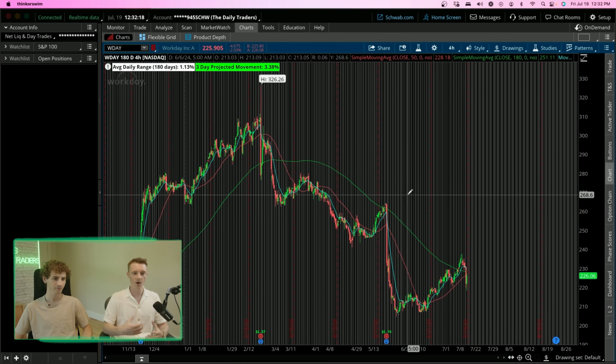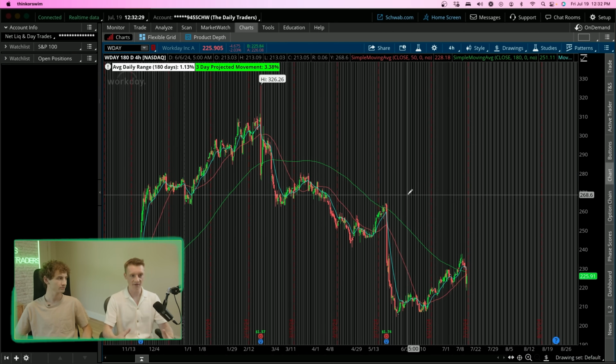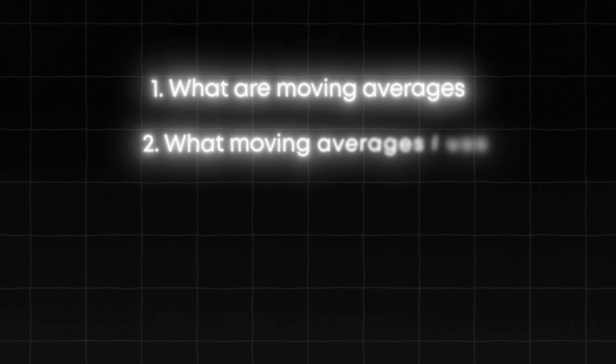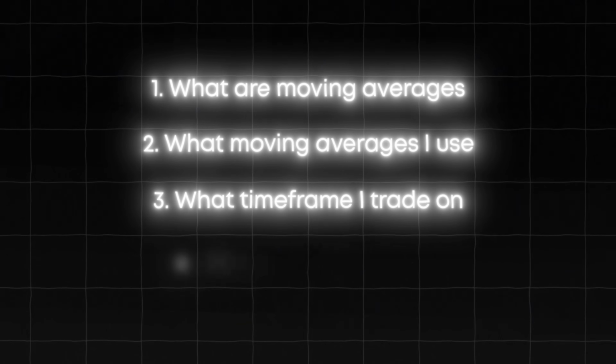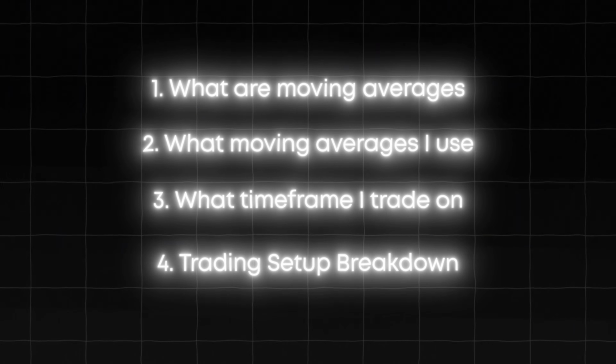Now, if we look at the bigger picture, the easiest way I could describe how I trade is I'm essentially a trend trader. What I want to do is identify the overall trend. Within that trend, I look to trade patterns using a series of moving averages, which I like to call reference points. So we're going to cover what moving averages are, what moving averages I use, what time frame I trade on, and then we're actually going to cover a setup, which is how I define all of the above.